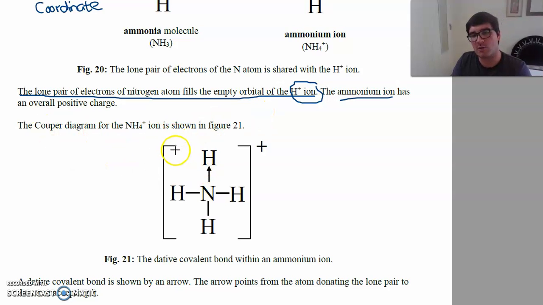Now, if we were to draw the Couper diagram, you will indicate that dative covalent bond or the coordinate covalent bond with an arrow pointing from the atom that shares its electrons to the one that has the empty shell. And here you will see the square brackets with the charge correctly indicated as it should be. Okay, guys, so now it is your turn to attempt exercise 6.